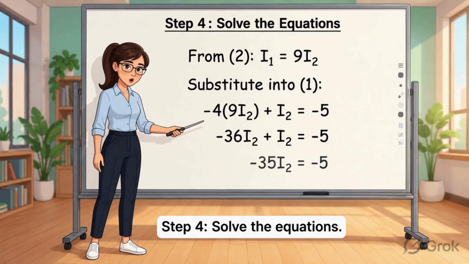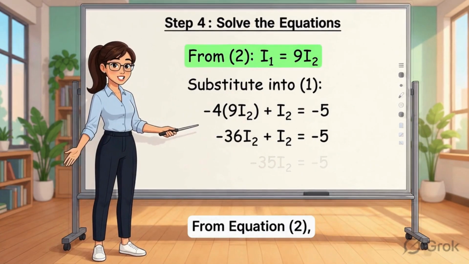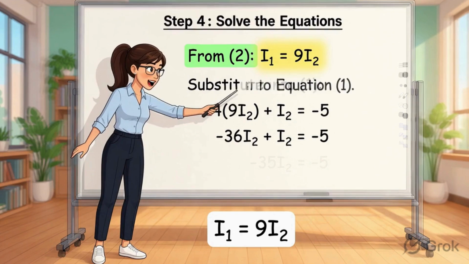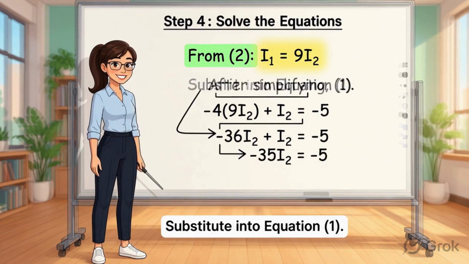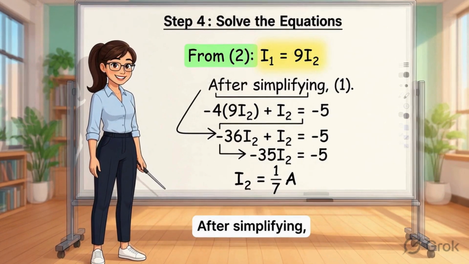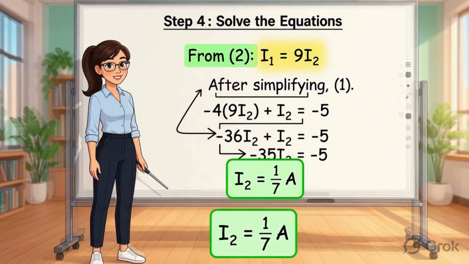Now we'll solve the two equations together. From equation 2, we get I1 equals 9I2. Substituting this into equation 1 and simplifying gives us I2 equals 1/7 of an ampere.